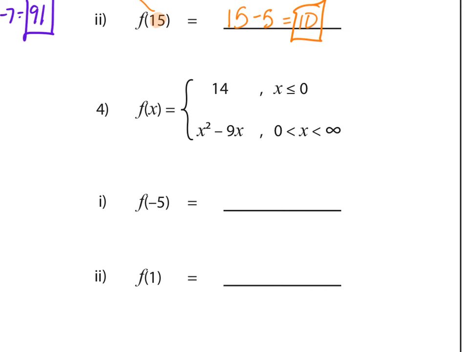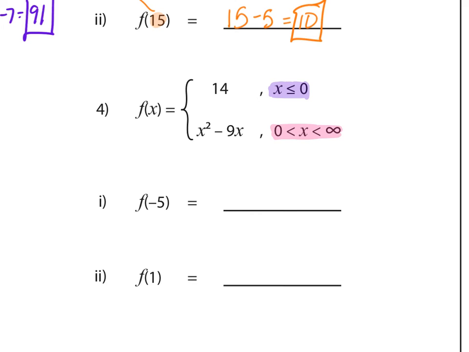So my domain here says x is less than or equal to 0. So any negative number, 0 or any negative number, basically, is equal to 14. And then it says between 0 and infinity, so any number bigger than 0, any positive number basically, is x squared minus 9x. Okay, great.